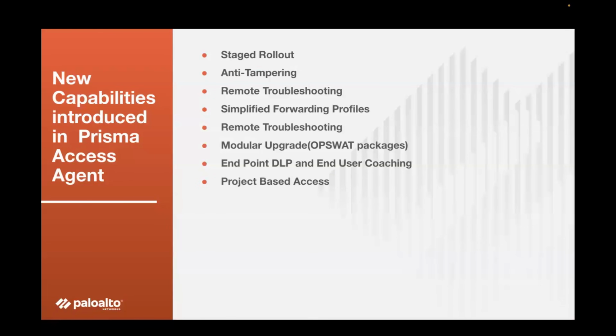So now let's look at some of the new capabilities that are introduced in the Prisma Access Agent, right? So I'll look into each of these. We will start with staged rollout, then we look at anti-tampering, then the remote troubleshooting capability, and then look at the forwarding profiles, right? Sorry that the remote troubleshooting is showing up twice, but we will look into the remote troubleshooting. We'll look into the modular upgrade briefly, and of course, endpoint DLP and end user coaching, and the project-based access.